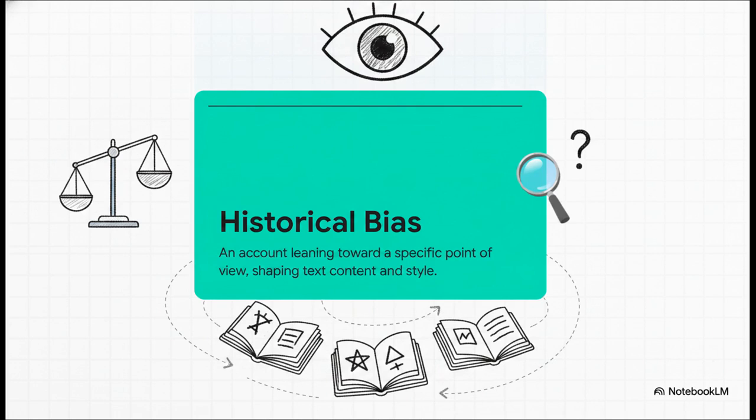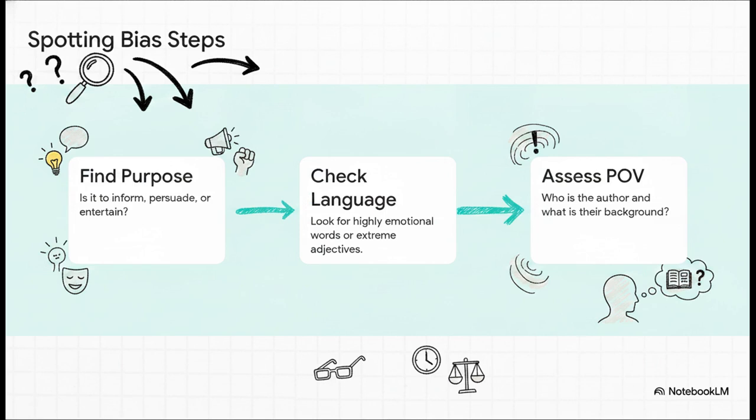Now listen, bias isn't necessarily a bad thing. It's a human thing. Everyone has a perspective. But as a historian, if you don't recognize that bias, you might accidentally mistake one person's specific viewpoint for the absolute unquestionable truth. Our literacy standards for history actually require us to actively assess how a point of view shapes a text. So here is a really handy, actionable 3-step checklist you can use.